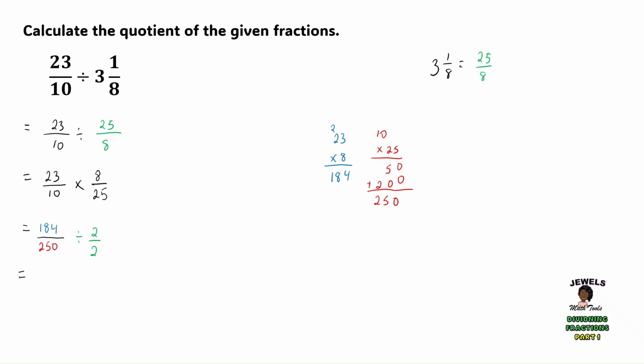So when we divide 184 by 2, this will equal 92. And when 250 is divided by 2, this will equal 125. So now that our fraction is in its simplest form of 92/125, we are going to stop there.